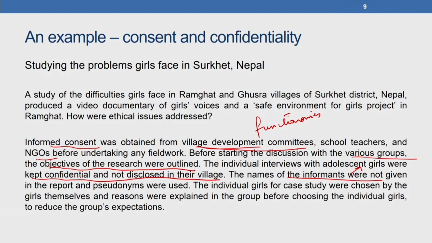The individual girls for the case study were chosen by the girls themselves, which means that the girls had some agency with respect to choosing who becomes the informant. And the reasons were explained in the group before choosing the individual girls to reduce the group's expectations.